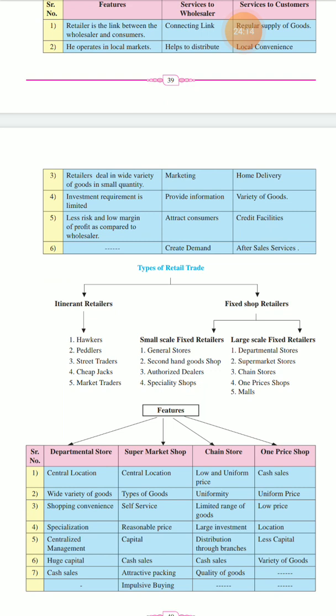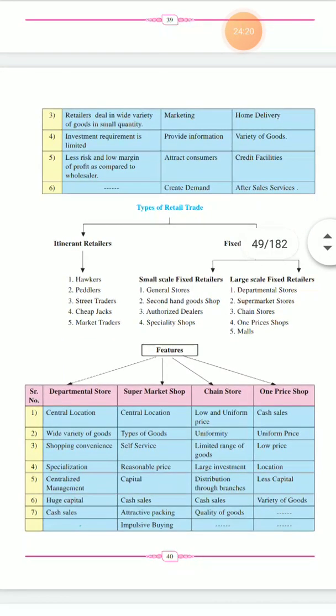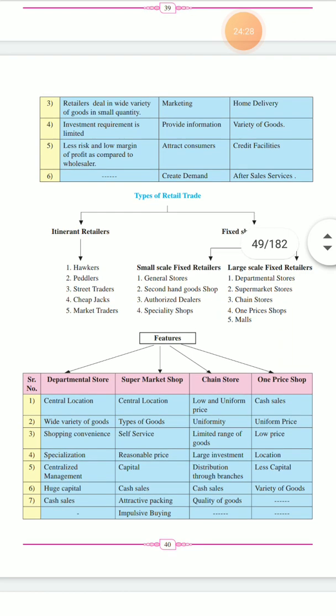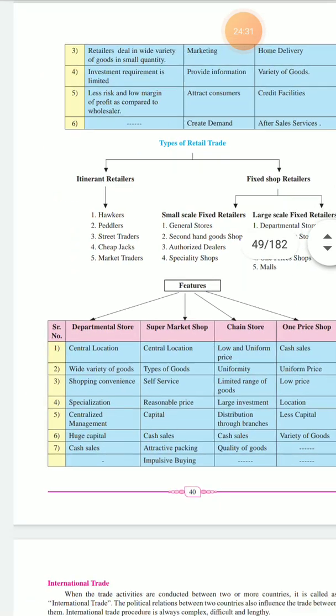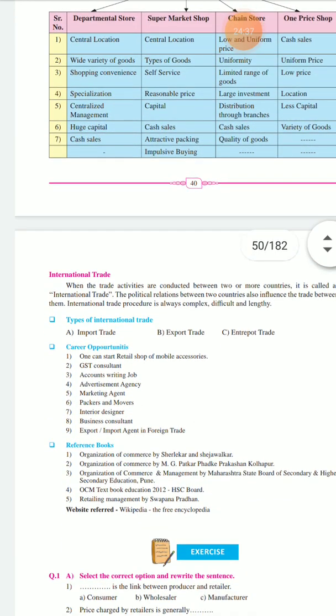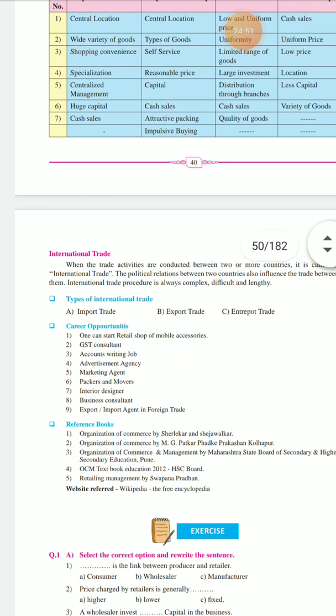Okay, in small scale we saw general store, second hand goods shops, authorized dealers, specialized shop. In large scale fixed retailers, we have seen departmental stores, supermarket stores, chain stores, one price shop and malls. Okay, here we saw the features also. Then we have seen about international trade. In international trade we saw that there are three types: import trade, export trade and entrepot trade. So these are the three types of trade we have seen.